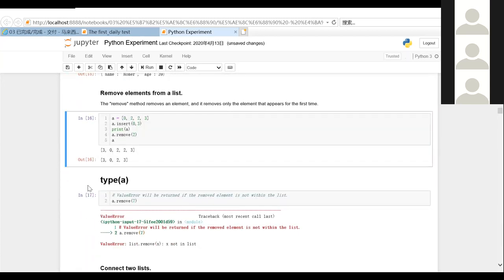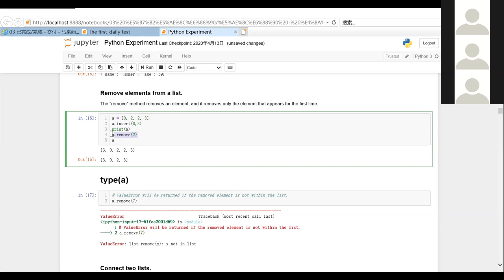Next, we're going to talk about removing an element from the list. Here we create a list A that is 0, 2, 2, 3. We insert 3 into the first position. So the list A becomes 3, 0, 2, 2, 3.